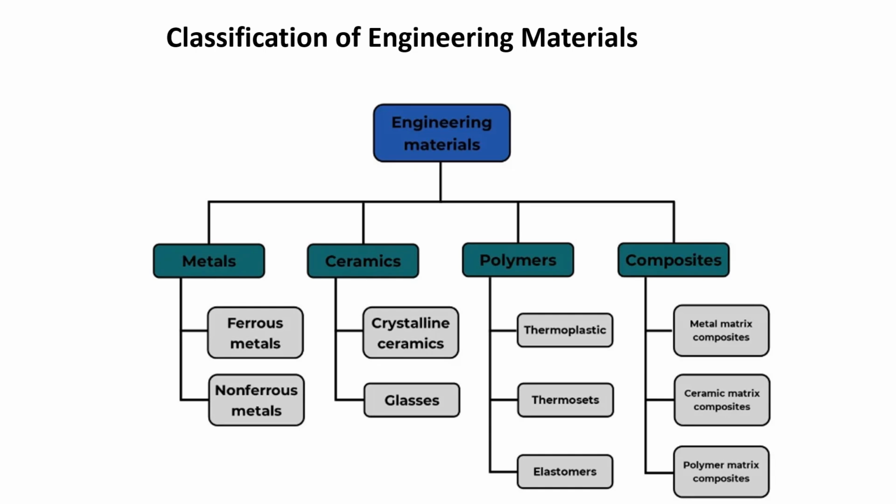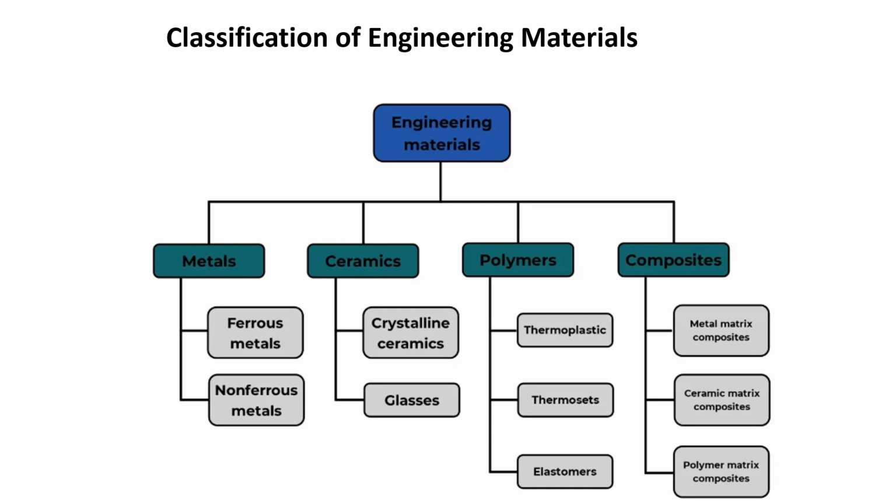Now ceramics. Ceramics are basically hard, brittle, and heat resistant. They can be divided into crystalline ceramics, which have a regular atomic structure, and glasses, which have a disordered atomic structure.